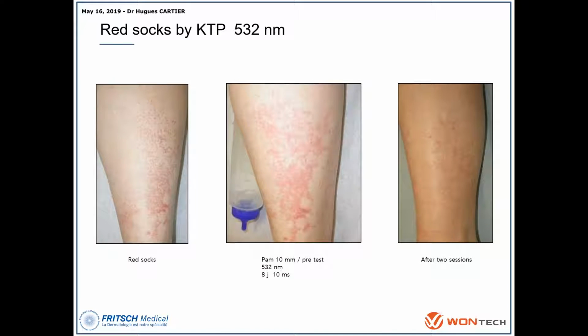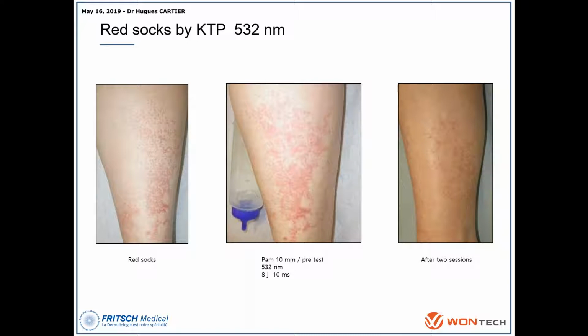Another possibility is a red sock, but the red sock is very difficult to treat with NDIAG because it's too deep a laser for that. So you use a superficial wavelength like 532. So you will see, with a large spot, you can treat very easily. It's easy, but be careful only on white skin, phototype 1, 2, 3. Be careful, more than 4, it could be dangerous, even if you are an expert in the setting of the device. So you will see the result in 2 sessions.